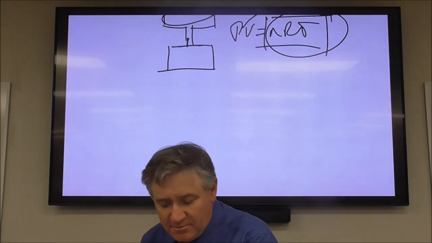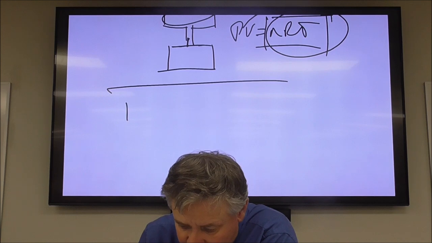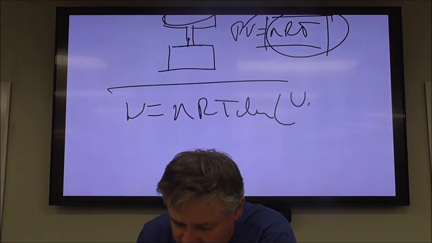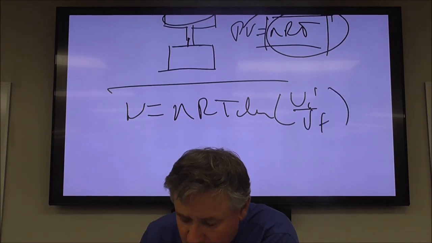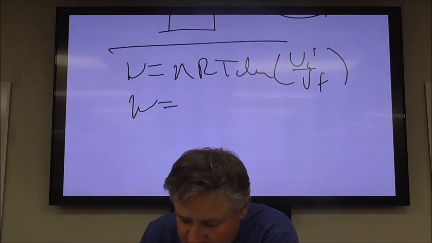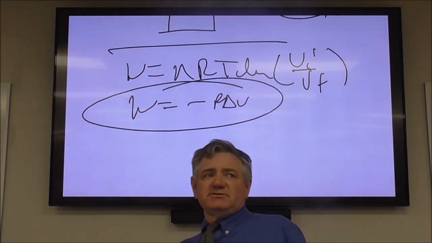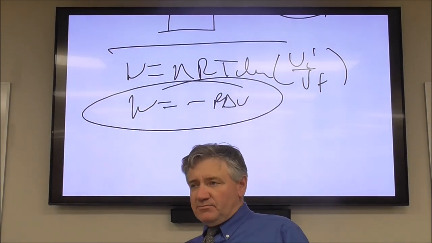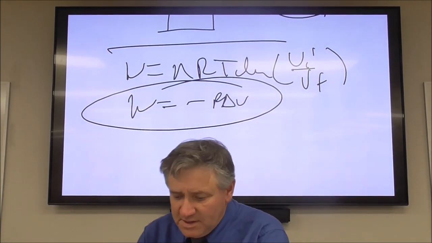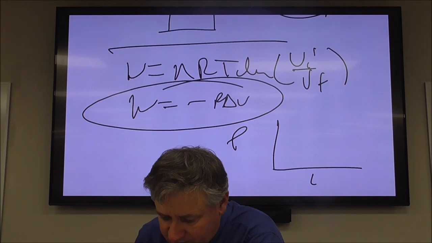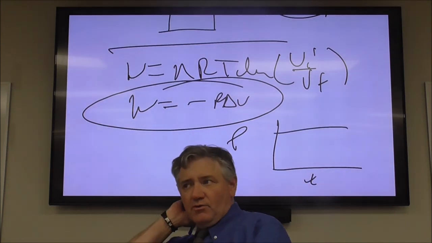So that answer for how you're going to work number five is going to use work equals nRT natural log of Vi over Vf. We can't use work equals negative P delta V because the pressure is changing. This is not an isobaric expansion. The only time you can use work equals negative P delta V is if you have a pressure-volume graph that's a horizontal line.